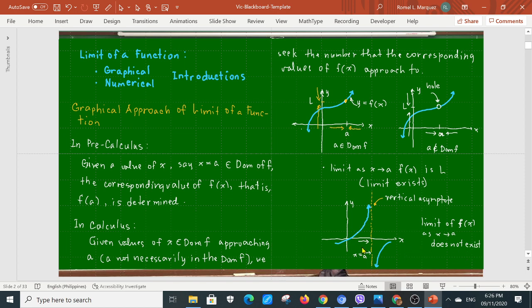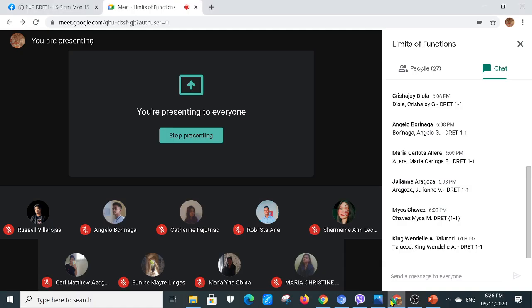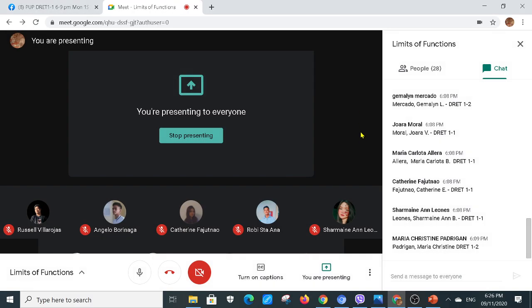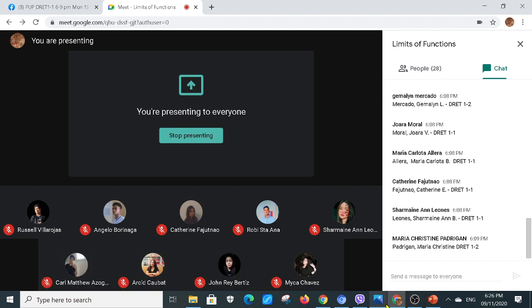Actually, the limit from the left is going bigger and bigger, and we denote that by positive infinity, which means there is no limit. From the right, it keeps on decreasing, so it's going to be negative infinity. Negative infinity is not a number, so it means the limit does not exist, okay?